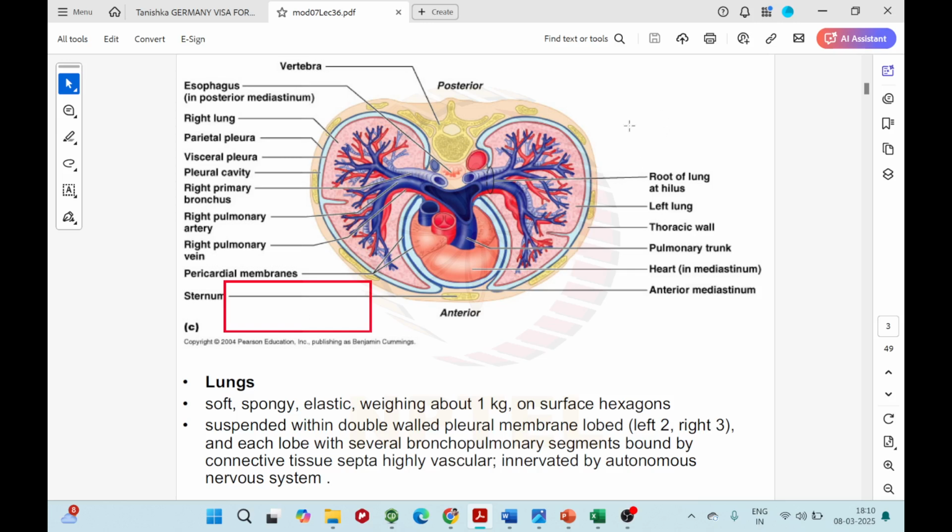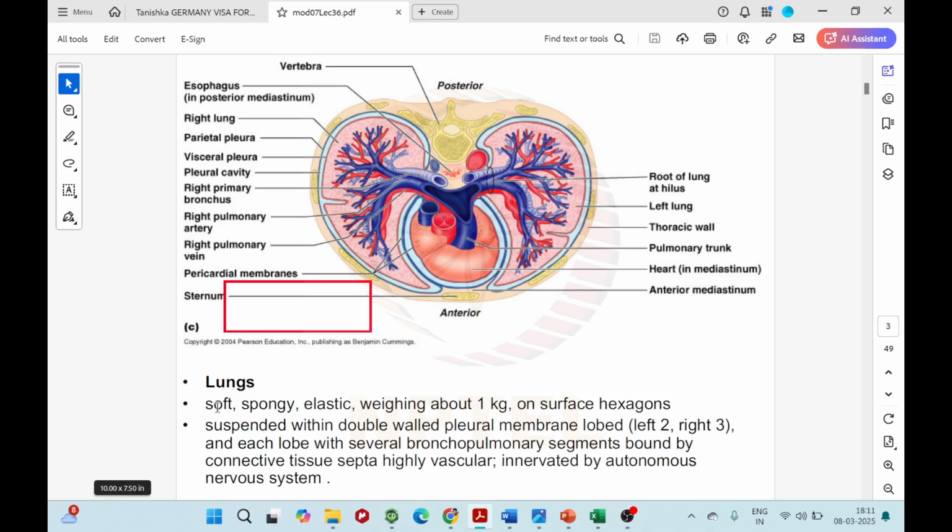So this is a section across our lungs. Here you can see the vertebra. In the anterior portion you have the sternum, and in between both of the lungs you have the heart. And you have the pulmonary trunk and pulmonary veins. And these are both of our lungs with the branches.